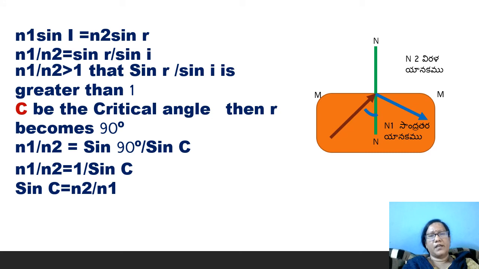See, children, N2 is the rarer medium, N1 is the denser medium. So, N1 sin i is equal to N2 sin r. N1 by N2 is equal to sin r by sin i. So, N1 by N2 is greater than 1, so sin r by sin i is also greater than 1. C is the critical angle. Then r becomes 90 degrees. We already know N1 by N2 is equal to sin 90 by sin C. So N1 by N2 is equal to 1 by sin C. Sin C is equal to N2 by N1.